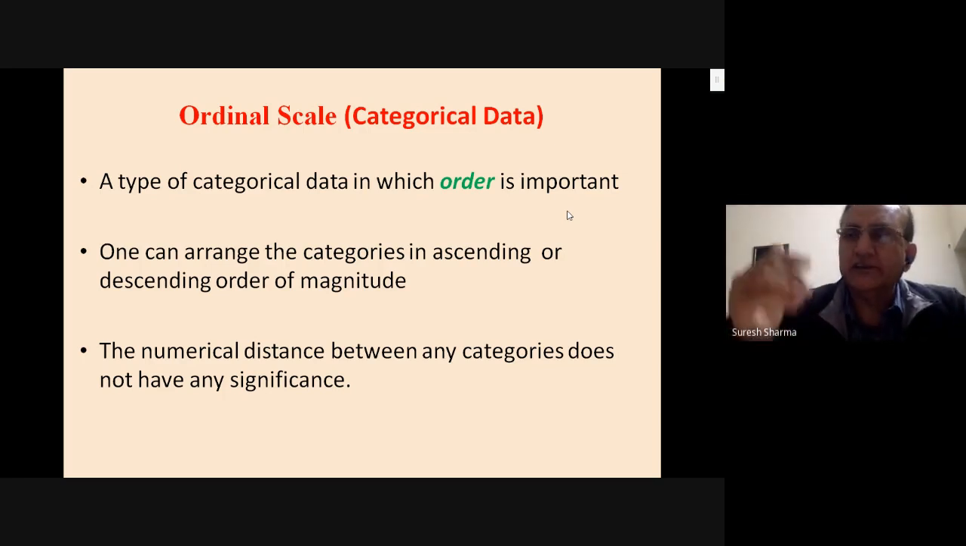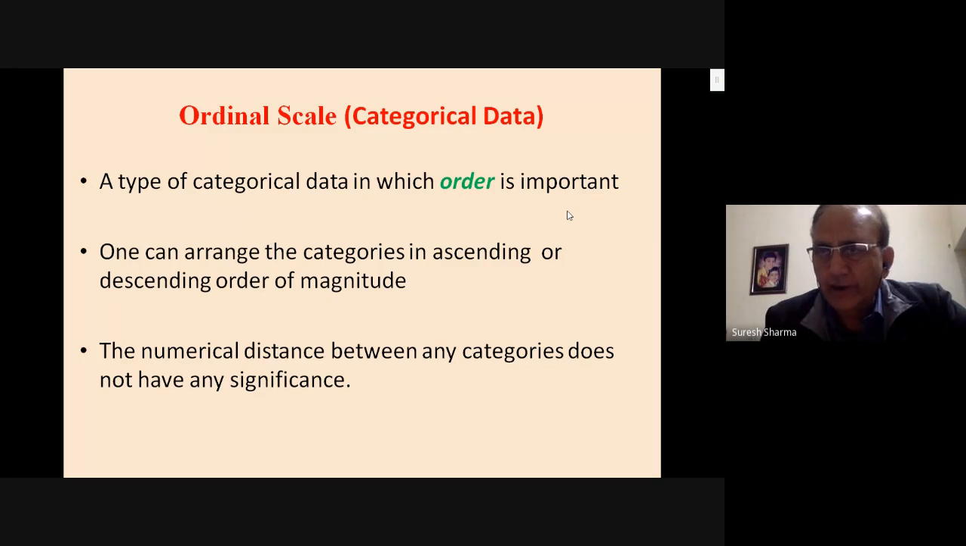Similarly, look at education categories: primary school, middle school, high school, graduate, postgraduate, and higher. So all these categories can be arranged in order from the lowest education to the highest education, right? That's the only difference between nominal and ordinal. In case of nominal, you cannot order. In case of ordinal, that's why the name comes ordinal. That means you can order the categories. Look at the last line.